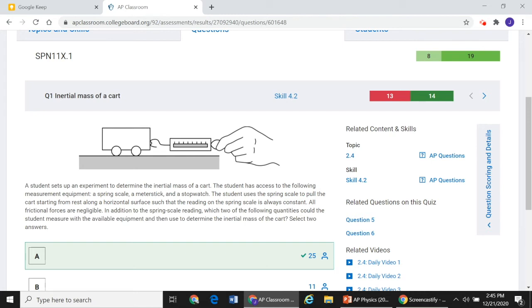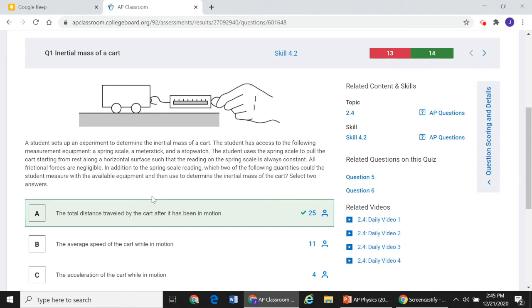In addition to the spring scale reading, which two of the following quantities could the student measure with the available equipment and then use to determine the inertial mass of the cart? Select 2 answers. A key thing that everybody should realize here is that the inertial mass of an object is the mass in the equation F net equals ma. It's the mass in Newton's second law. So if you are being asked to determine the mass of an object from Newton's second law, the idea is pretty straightforward. If F net equals ma, then m is equal to F net over a.